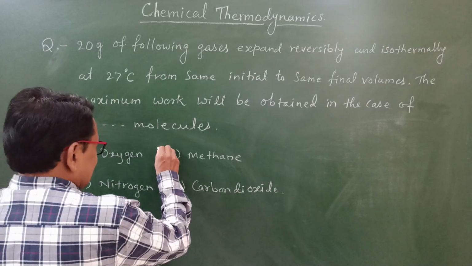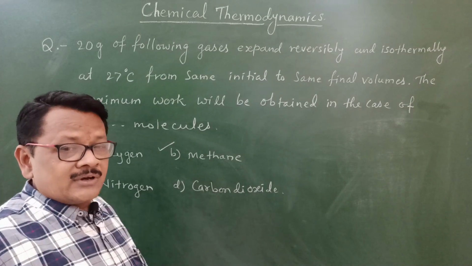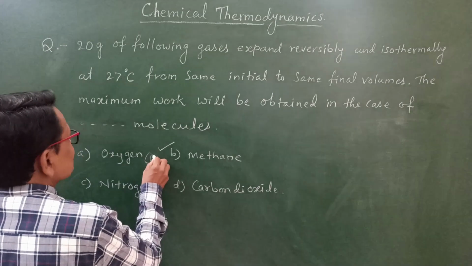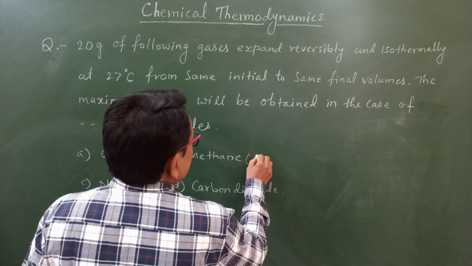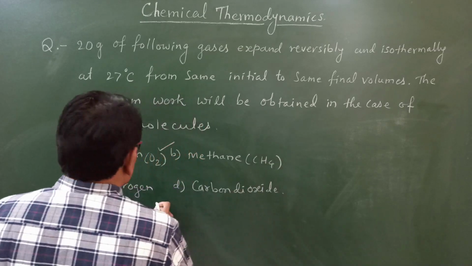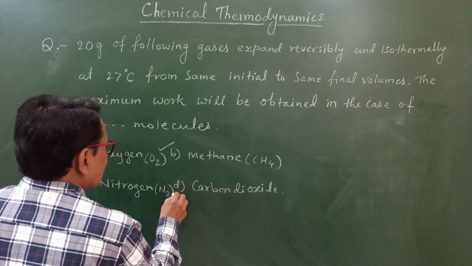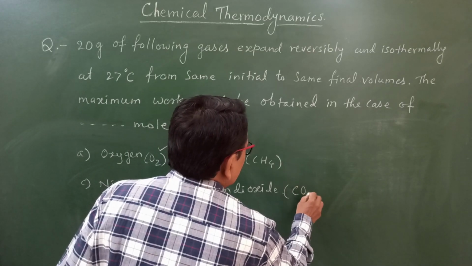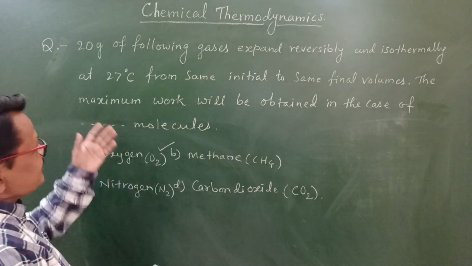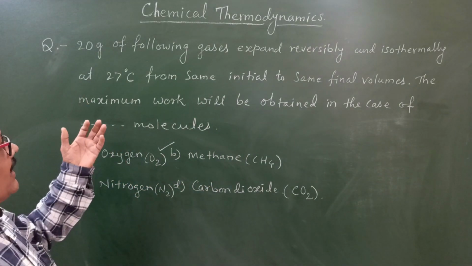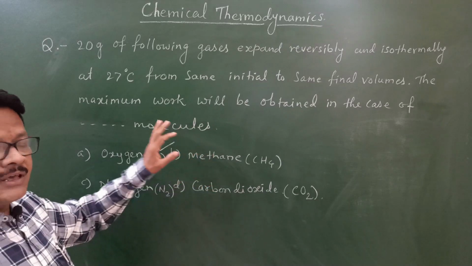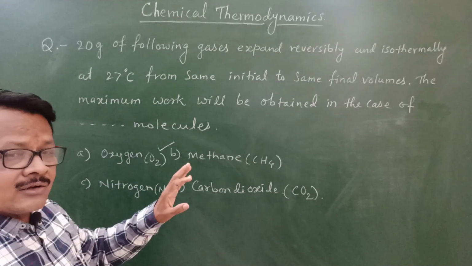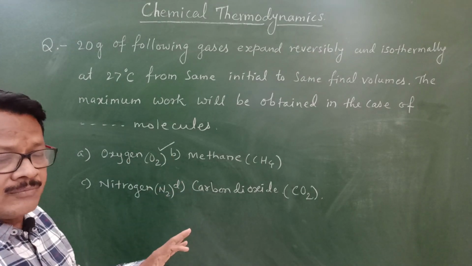So that is methane. So how is it obtained? We know the formulas: oxygen, O2, oxygen molecule; methane, CH4; nitrogen, N2; and carbon dioxide, CO2. Here, what is given in the question? 20 gram of the following gases means the mass of all the gases is 20 gram, so that is fixed. And all other conditions are also fixed, all other conditions are also the same.